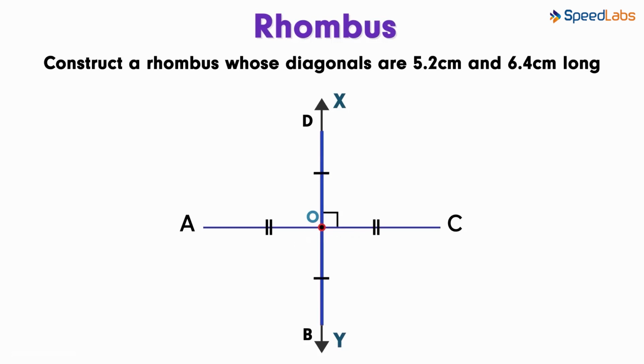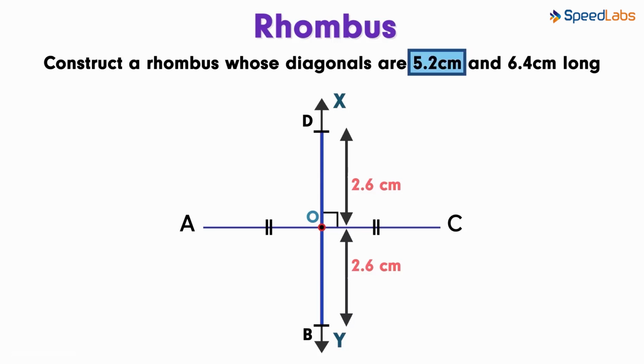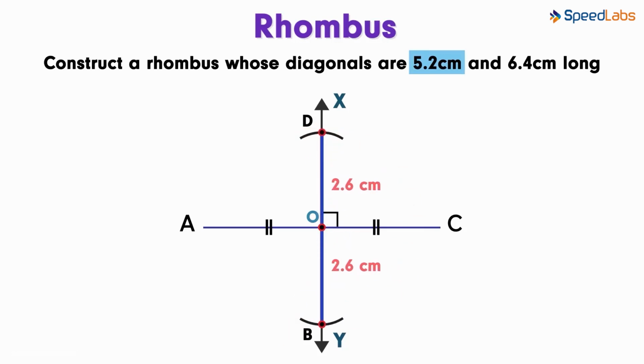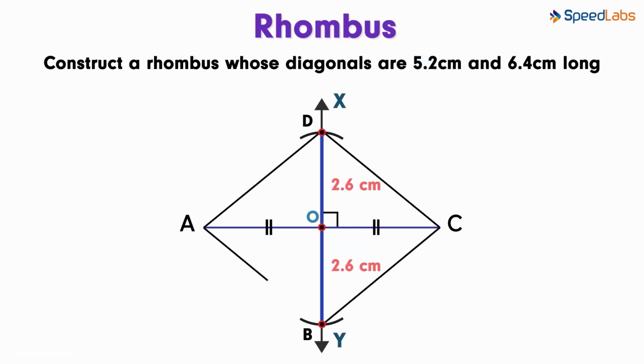So if BD is 5.2 centimeters long, then OB and OD will be 2.6 centimeters each. 2.6 is 1/2 of 5.2. So we keep the compass at O and mark 2.6 centimeters on each side on the line XY. Now we join all these points like this. We have our rhombus ABCD ready with diagonal lengths as 5.2 and 6.4 centimeters.